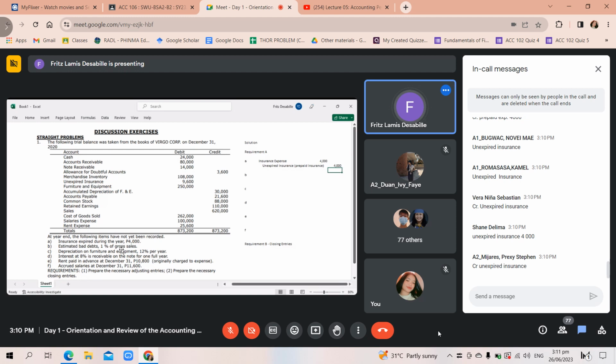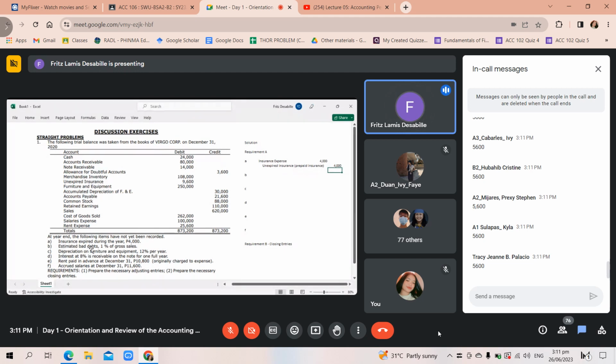So question, how much is the balance of prepaid insurance as of year-end? Pila na lang guys? Ang unexpired insurance? 5,600. Correct. Very good. So out of the 9,600 total, 4,000 has expired, meaning expense na siya, and 5,600 is still outstanding, meaning asset pa siya, kay naa pa tay future benefit, which is the future insurance coverage.